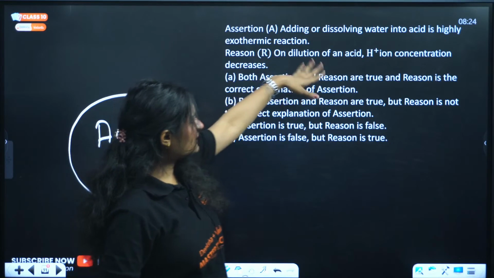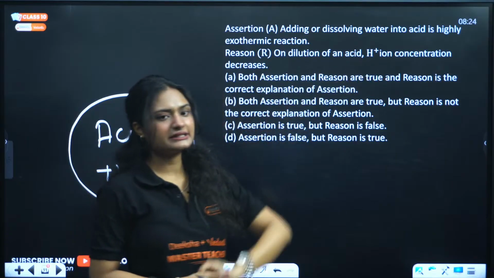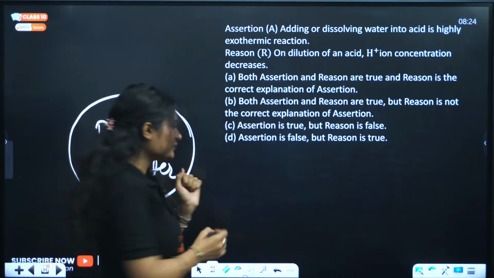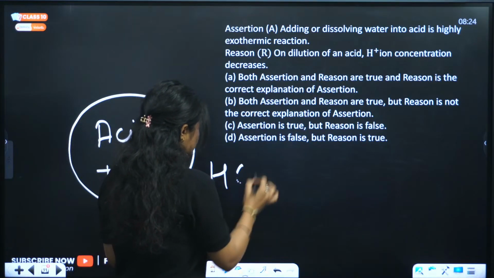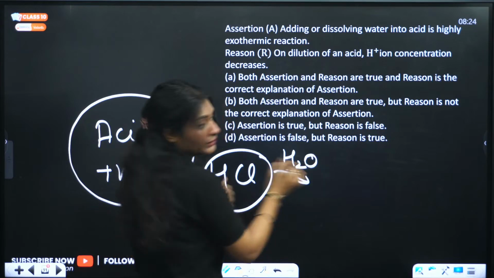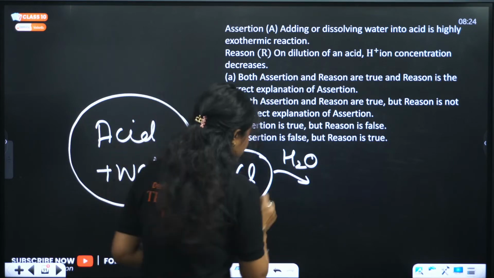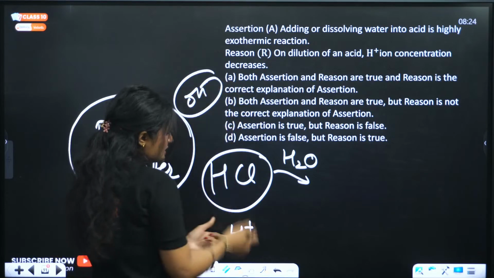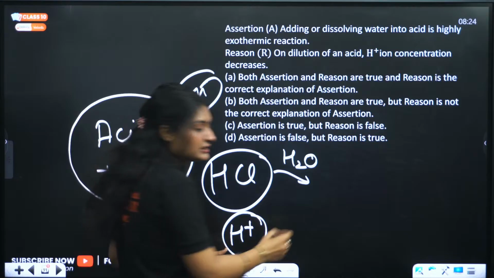On dilution of an acid, the H positive ion concentration decreases. So whenever you dilute an acid, that means adding more water to it, what will happen? The acid gives H positive, and bases give OH negative, right? So the H positive ion concentration decreases.